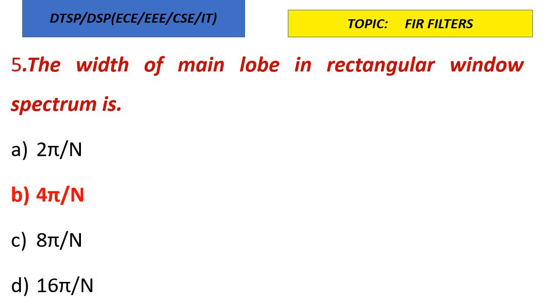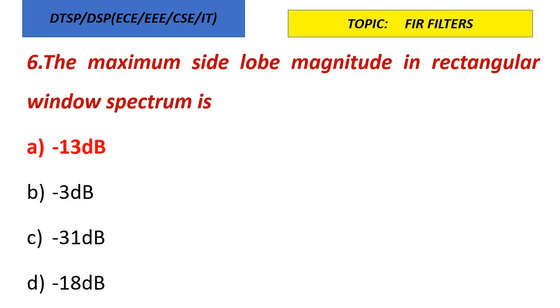Next question, the width of the main lobe in rectangular window spectrum is. For a rectangular window, what will be the width? Out of the four options, the correct answer is 4 pi by N. The maximum side lobe magnitude in rectangular window spectrum is what? Side lobe magnitude should be very, very small; that is the desirable characteristic. For rectangular window, its value is minus 13 dB.